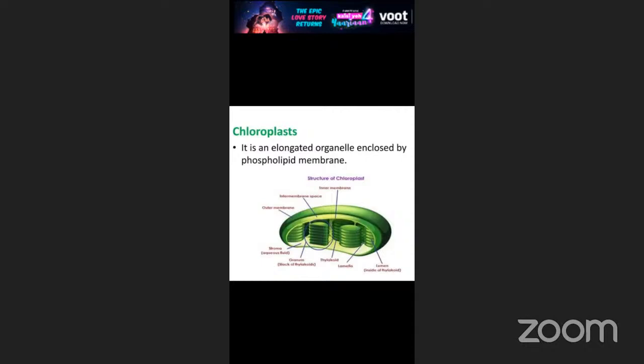So this fluid mosaic model is a dynamic structure with a permeability barrier. Lipids and integral proteins in the bimolecular layer are free to move laterally within the liquid solvent.